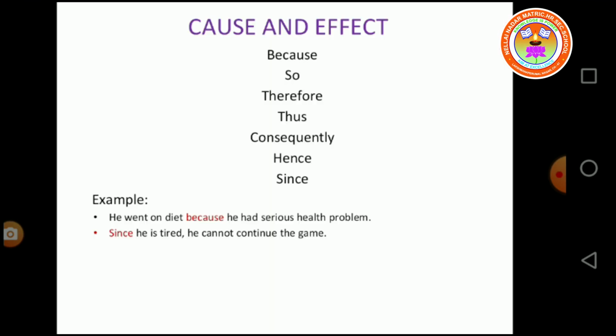Next, connectors of cause and effect. Because, so, therefore, thus, consequently, hence, since. These are used to show the cause and effect in a sentence. For example, he went on diet because he had serious health problem. Since he is tired, he cannot continue the game.